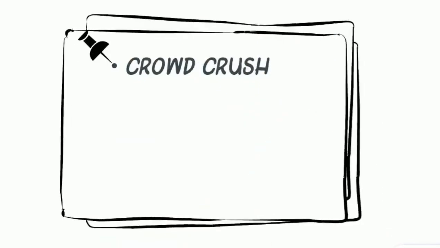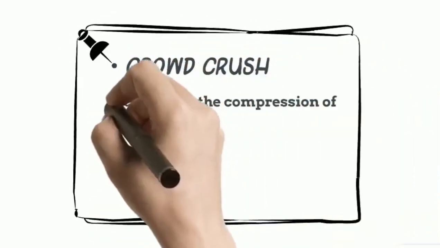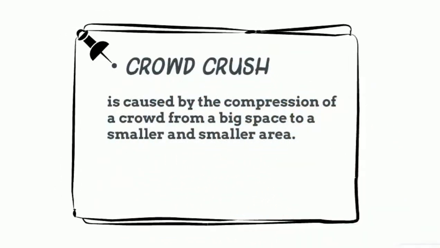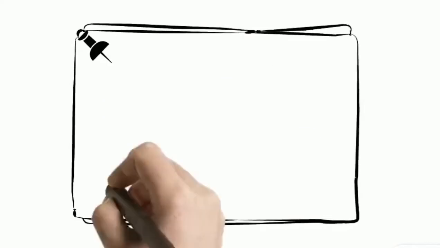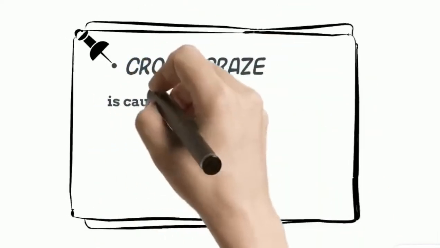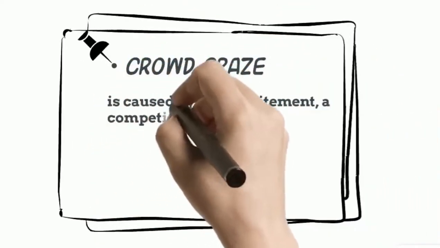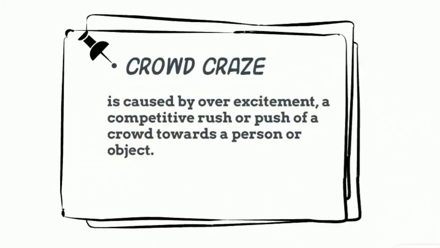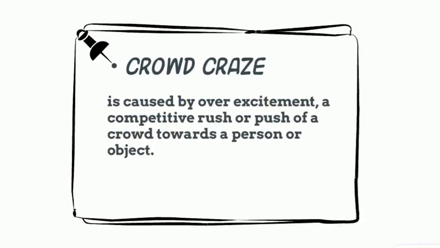Crowd crush is caused by the compression of a crowd from a big space to a smaller and smaller area. To avoid this, anticipate crowd flow from one area to another by providing enough entrances and exits. Crowd craze or crowd pressure is caused by overexcitement, a competitive rush or push of a crowd towards a person or object. To avoid this, plan actions to keep the crowd from rushing towards someone or something.